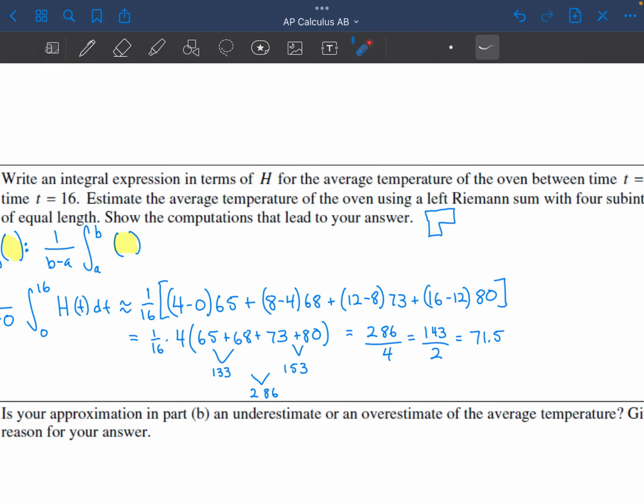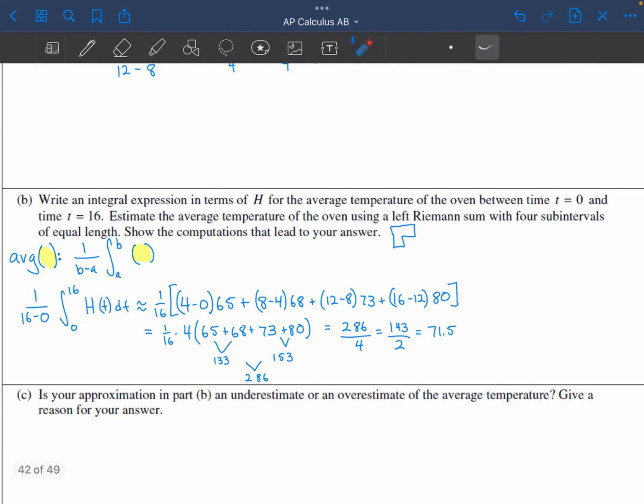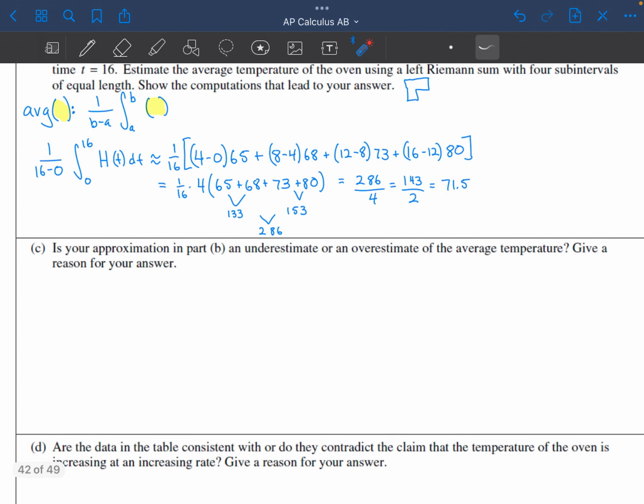Now, do we answer everything? Let's go back to the reader question. So left Riemann sum, there are 4 intervals. Yeah, check it out, 1, 2, 3, 4. And show the computations. I definitely showed all of my work, and I did get 71.5 correctly. Cool. Moving on. Is our approximation that we just did, that 71.5, an underestimate or overestimate?